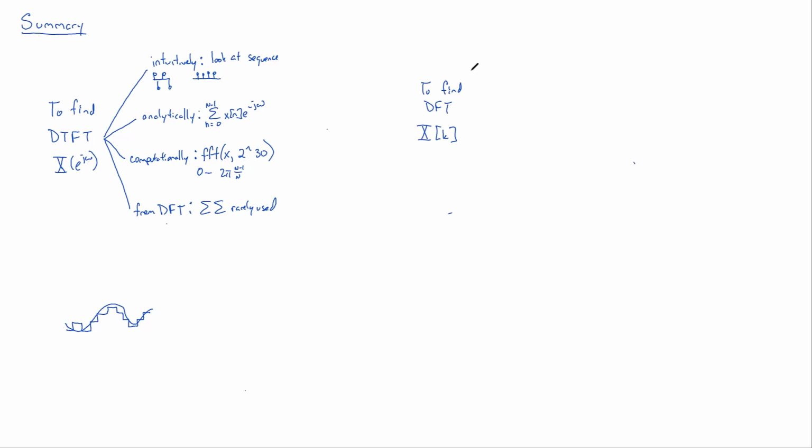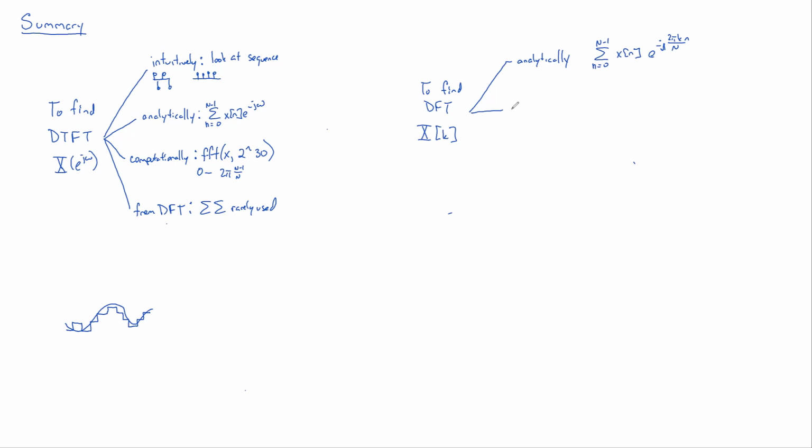Now, to find the DFT, this is what we're typically interested in. We talked about 3 ways to do that. We've talked about analytically. And so analytically, that's the equation from n equals 0 to capital N minus 1. We multiply x of n by our e to the minus j 2 pi k little n over capital N. And that's our analytic equation.